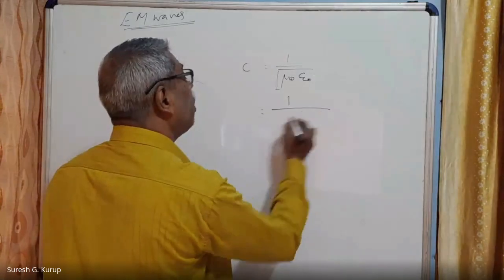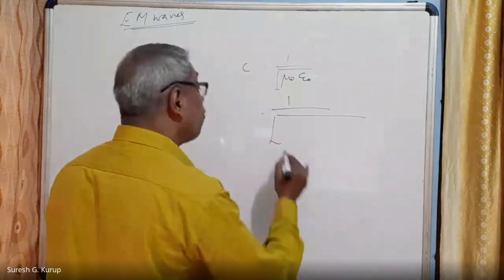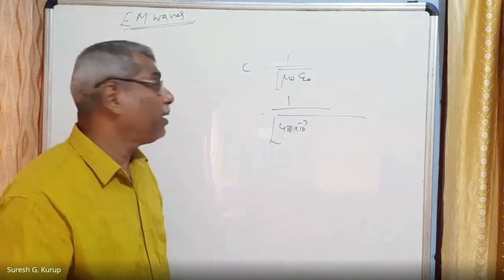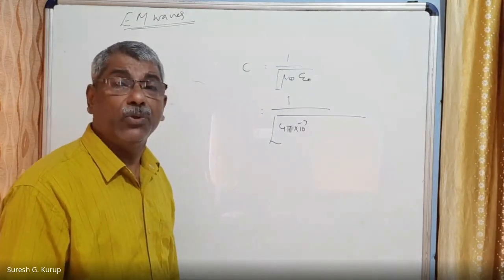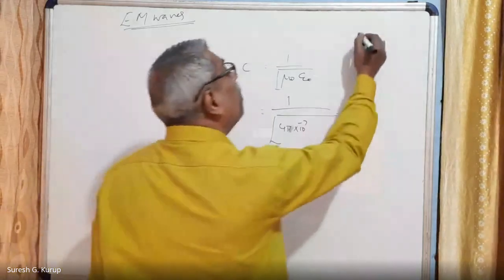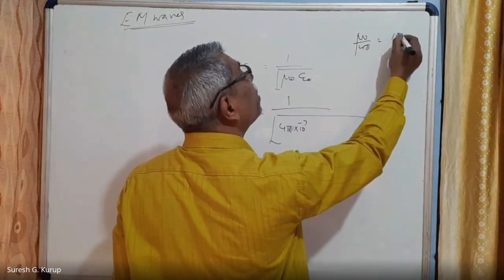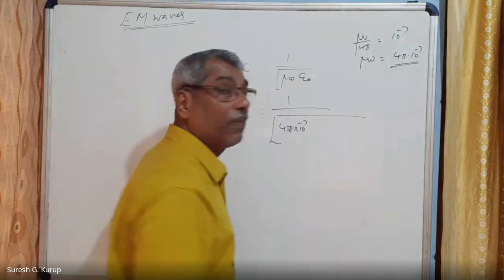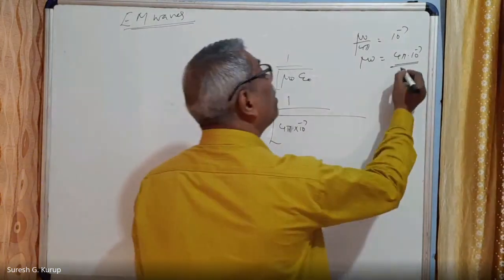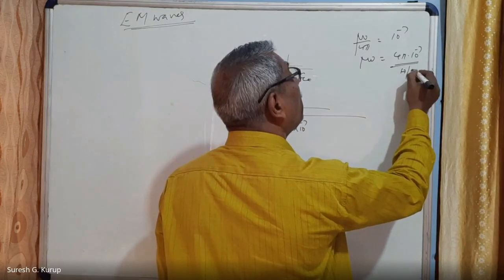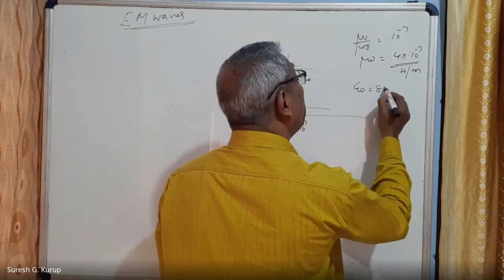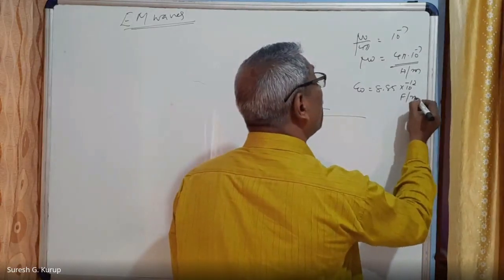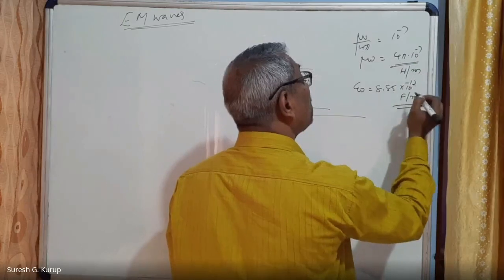So we can put the values in 1 by root of mu zero epsilon zero. Mu zero by 4 pi in magnetism is equal to 10 raised to minus 7. Therefore, mu zero is equal to 4 pi into 10 raised to minus 7, and this is Henry per meter. And epsilon zero is equal to 8.85 into 10 raised to minus 12, and this is Farad per meter.